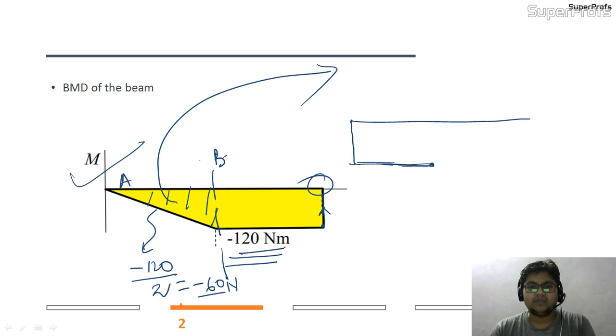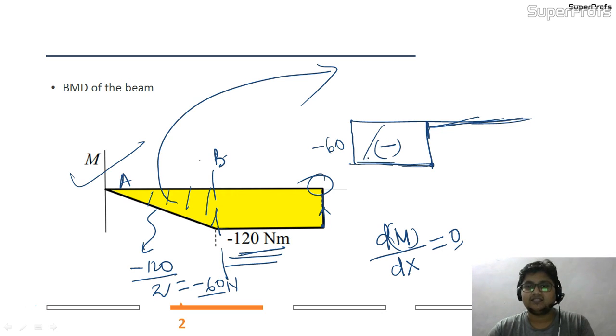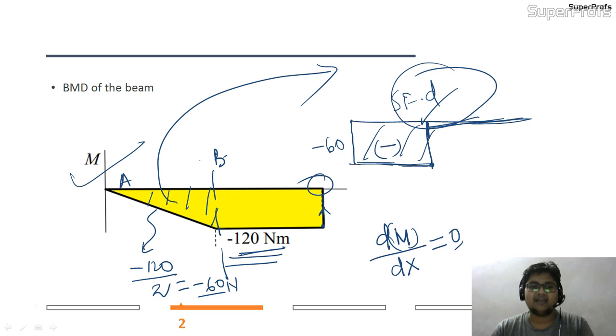Now after point B, the bending moment is remaining constant. It means that for a constant bending moment, the slope is always 0. So the shear force will be 0 only, and you will get a diagram like this. So it is minus 60 and the shear force diagram will be like this only. So from the reverse analysis also we can conclude that if you know the bending moment diagram, then we will be able to calculate the shear force diagram.